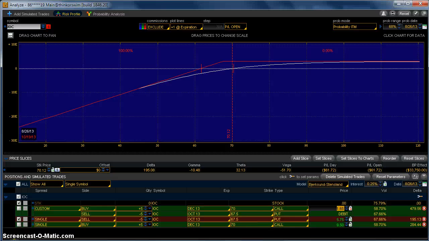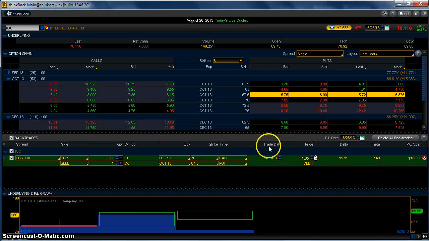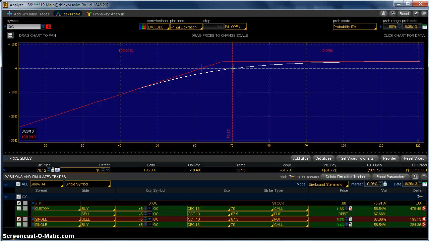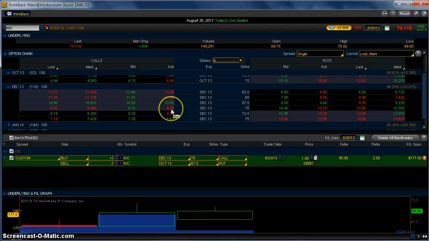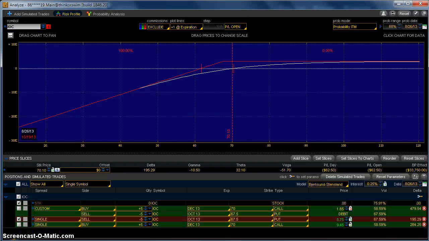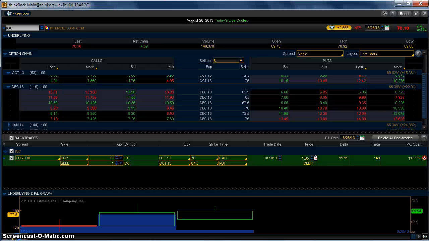So let's do it. Let's go back to the thinkBack. On the 23rd, the 67.5 was 575. This one, right? What about the other side? 945. It's giving us the same pricing. Maybe I'm not on the right date. Oh, I wasn't on the right date.